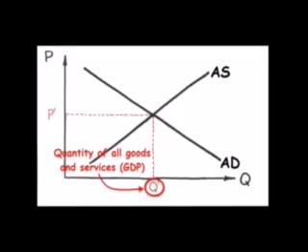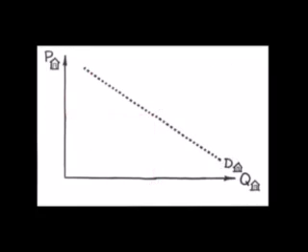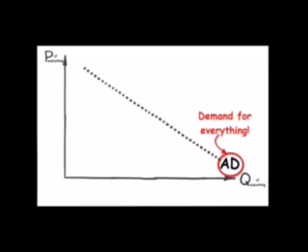So let's take a closer look at our modified market model, starting with the aggregate demand. Whereas demand for a single product is a collection of all the quantities demanded for that product at various prices and exhibiting an inverse relationship, the aggregate demand for all goods and services is an inverse relationship between the price level in the economy and the quantity of all goods and services demanded, or a collection of all the aggregate quantities demanded for all goods and services at various price levels in the economy.